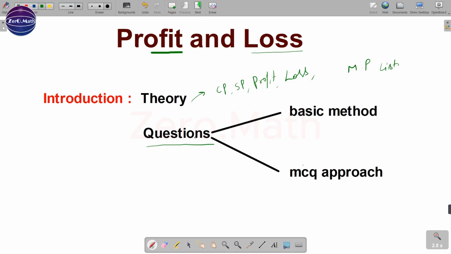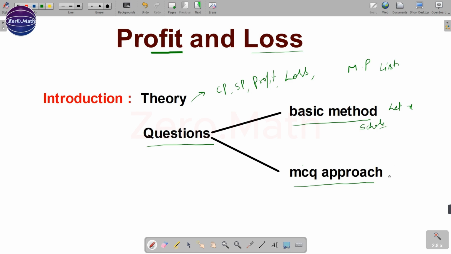Now, we'll look at questions in two types. One is the basic method. In the basic method, for example, we assume certain things. Let's say we let X equal the cost price, okay? We let profit be something as well. In that way, one is the descriptive approach. This is your basic math, which is used in descriptive exams or school exams. That's where it's used, okay?